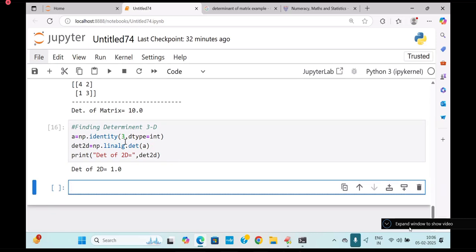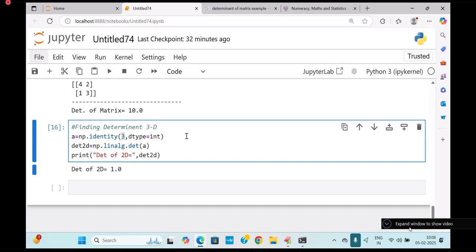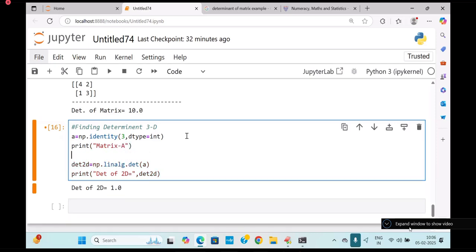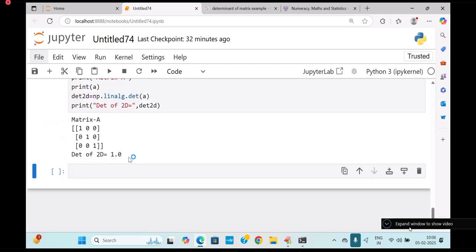If you take the identity matrix and you want to print it, you can say this. That part I already explained in the beginning only. Matrix A, print of A, and then you execute it. So it is going to print like this.